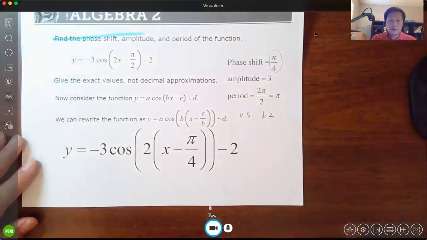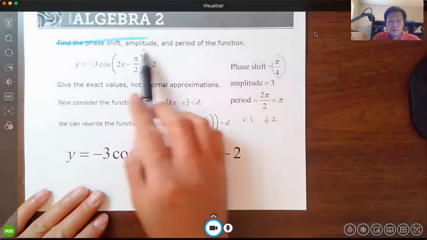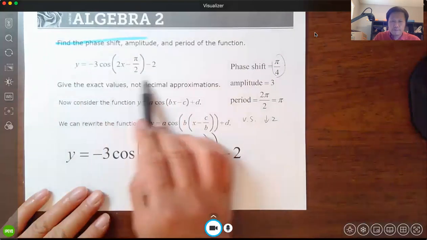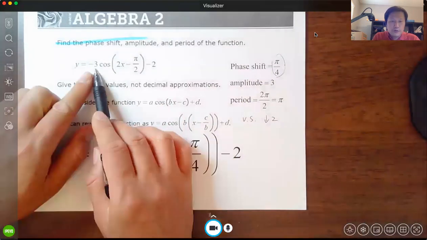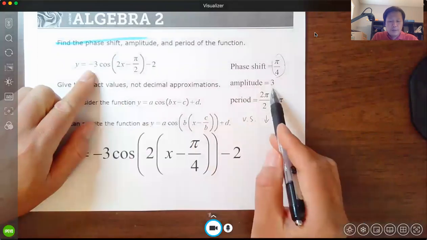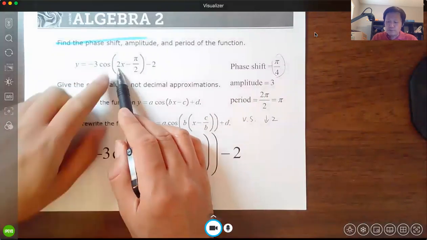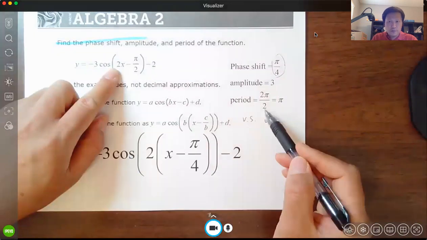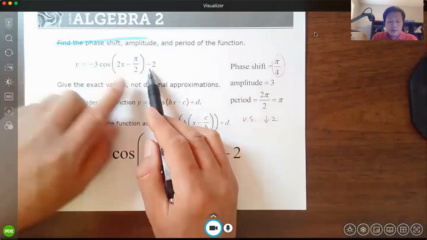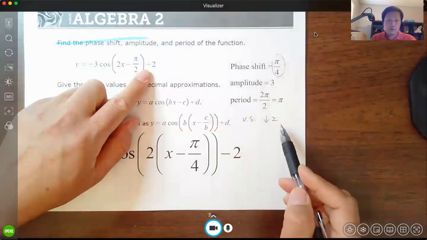Let me give you this question. Find the phase shift, amplitude, and the period of the function. So if I give you this question, you can read the amplitude, the absolute value of minus 3, amplitude should be 3. Value of B is 2. So period is 2 pi over 2. Absolute value of 2 is 2. Period you get pi. Minus 2 outside the parentheses, vertical shift is minus 2 or down by 2.